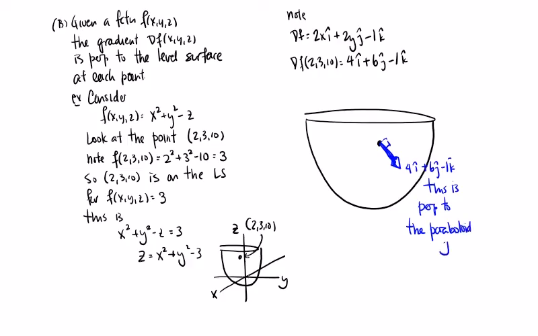And the paraboloid, of course, is the level surface for f equals 3. So we always get something perpendicular to the level curve or to the level surface. Keep that in mind. That last fact about being perpendicular to the level surface will be important for 13.7. So with that, I'm going to end this section.